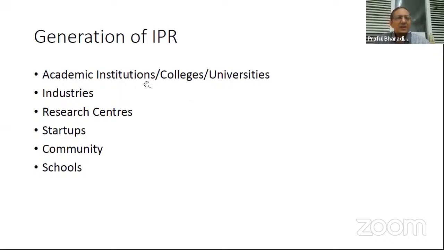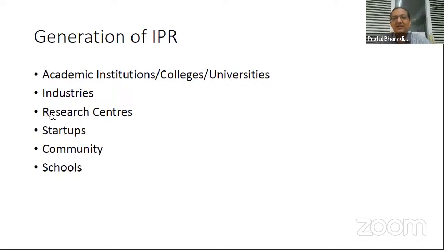Therefore, we look at primarily the academic institutions, colleges and universities as a major source of generation of IPR. Then next one is the industries. Industries, as they are doing manufacturing and they are involved in having research and development centers, or they are developing new products, are also generating IPR. They may go for a patent, they may go for a design, they may go for a trademark. So that is much more related when the industries are coming out with new products which are innovative. So the industries are another source of generation of IPR.